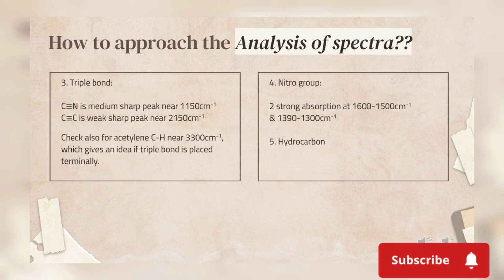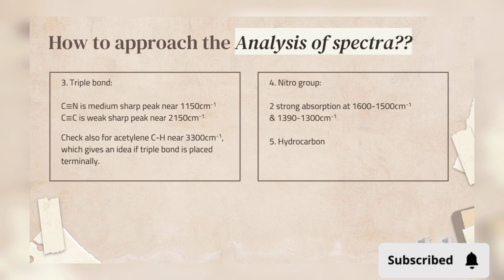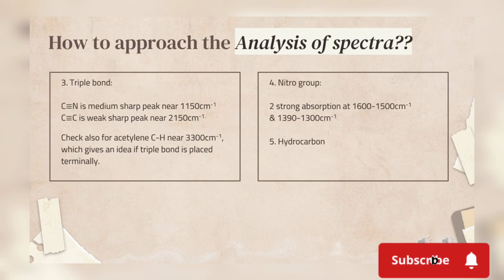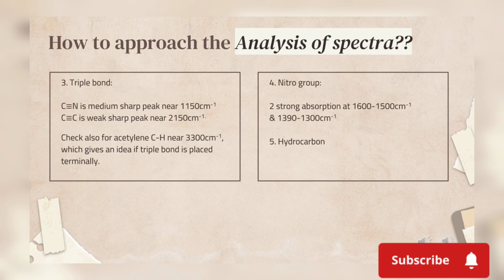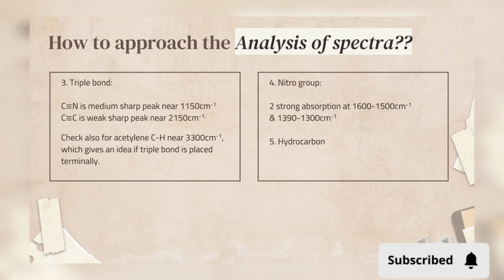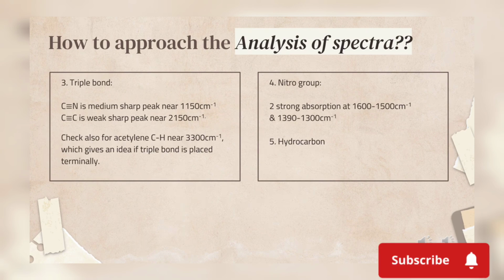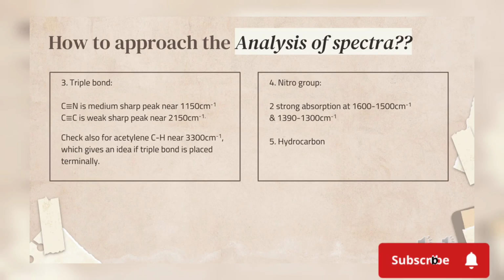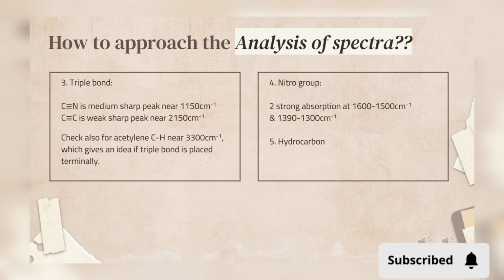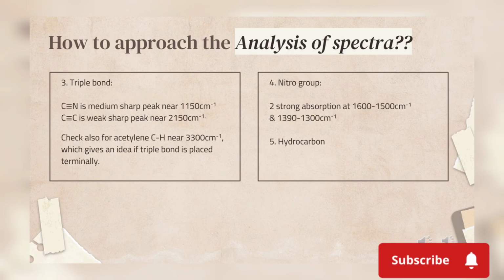Third, for triple bonds, C triple bond N is a medium sharp peak near 2250 per centimeter. C triple bond C is a weak sharp peak near 2150 per centimeter. Check also for acetylene C-H near 3300 per centimeter, which gives an idea if the triple bond is placed terminally. Lastly, nitro groups show two strong absorptions at 1600 to 1500 per centimeter and 1390 to 1300 per centimeter. And the remaining are all hydrocarbons.